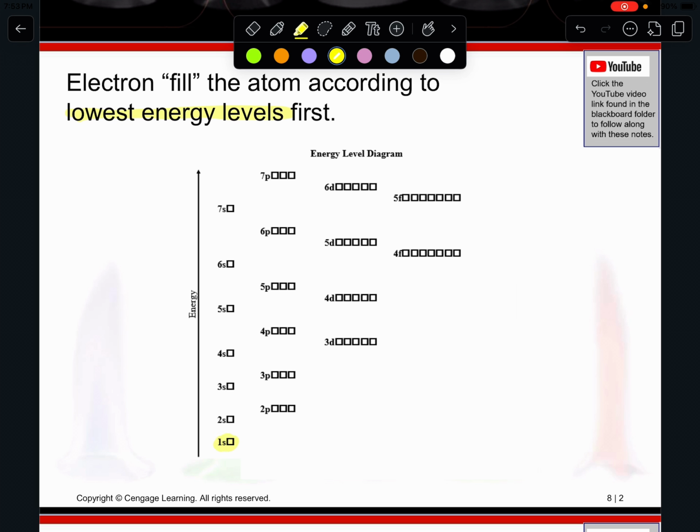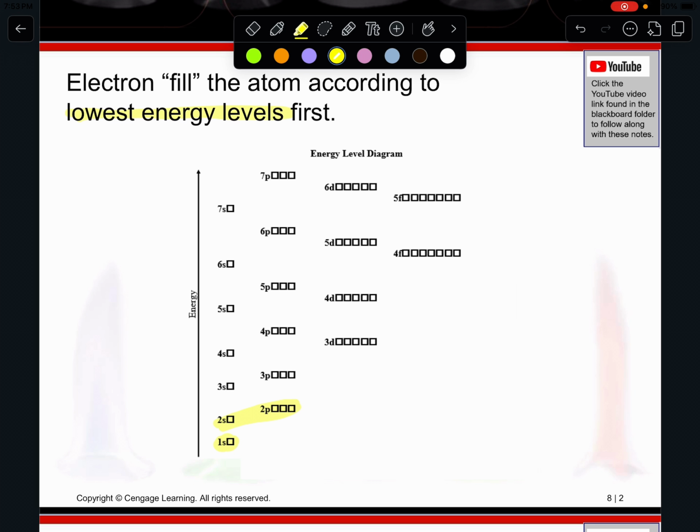So that's going to be the first shell, and each of these boxes represents an orbital, and each orbital can hold 2 electrons. So the first energy level can hold 2 electrons. Now the 2s and the 2p, we're going to talk about what s and p mean in this video, but again, in total there are 4 boxes, meaning the second energy level can hold 8 electrons.